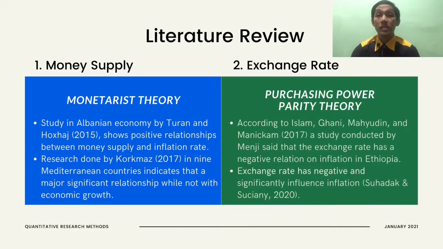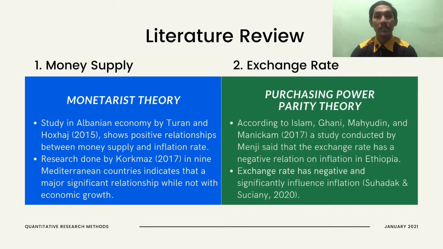In this literature review, we have 5 sections which consist of 5 independent variables. The first one is money supply. We use monetarist theory to see the relationship with inflation. Study in Albanian economy by Turan and Hokhaj 2015 shows positive relationship between money supply and inflation rate. Research done by Kokmas 2017 in 9 Mediterranean countries indicates a major significant relationship, while not with economic growth.